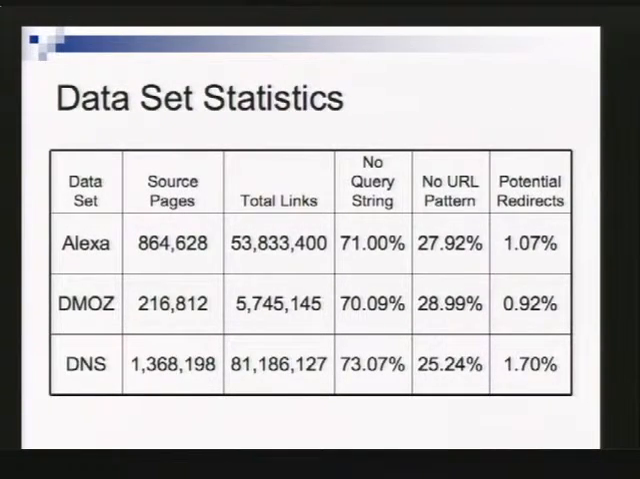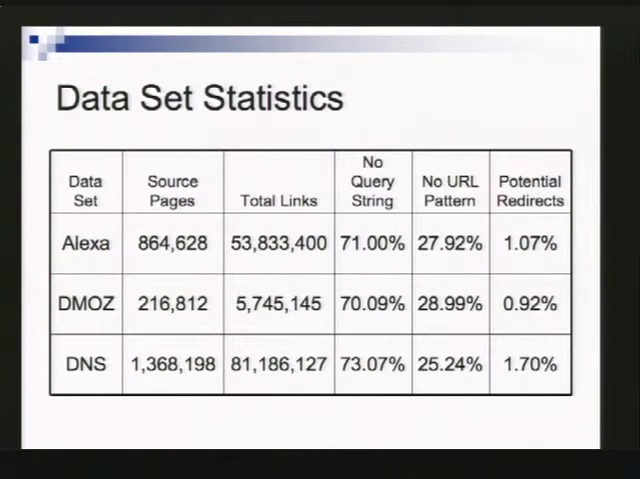So in Alexa data, we had close to 1 million pages that we started with. DMOS, we had a smaller set, 216,000 pages, and the DNS, the domains, the pages that our users visited, was actually the largest, which is close to 1.4 million pages. So these are the number of pages. So how many links did we end up with? This is close to 140 million total links that we actually examined for the study.